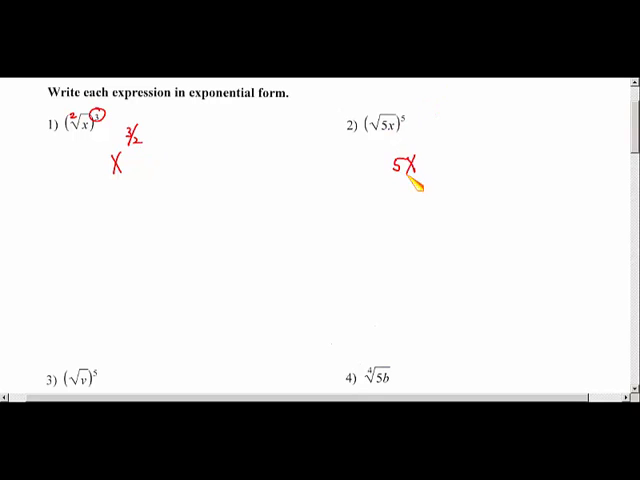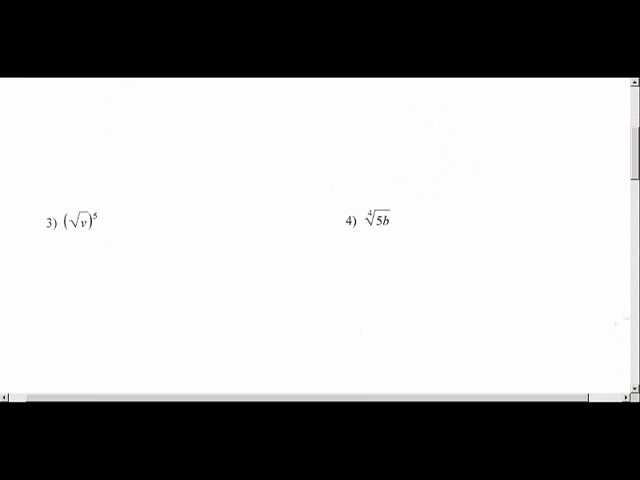The second one would be 5x to the 5 halves. The third one is going to be v to the 5 halves. And the fourth one is going to be 5b to the 1/4, because if there's no exponent, it really means it's a 1.